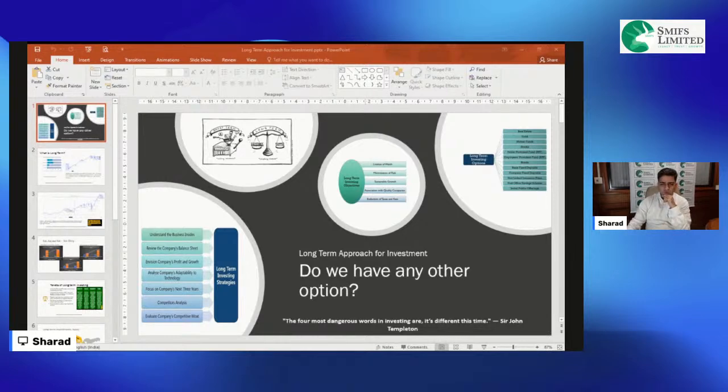Then the quote at the bottom says that the four most dangerous words in investing are "it's different this time." I also fear that the most. When people say it is different this time, most probably the markets would behave in a manner different to how they have behaved in the past.